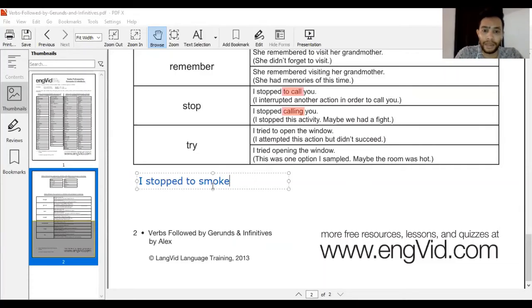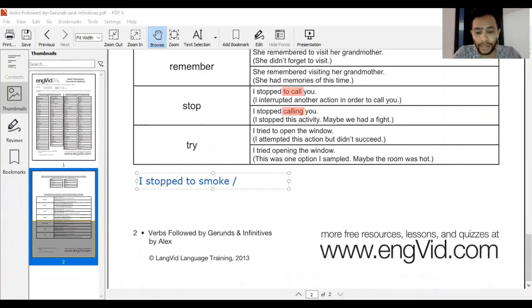Here, what I mean is that maybe I was walking on the street, but then in that very same moment, I felt like smoking. So I stopped to walk in order to put my hand into my pocket and pull out a cigarette, light it up, and start to smoke, right? So that's what it means. Me detuve a fumar, right? Es decir, dejé de caminar para fumar, right? Dejé de hacer una acción para empezar otra.